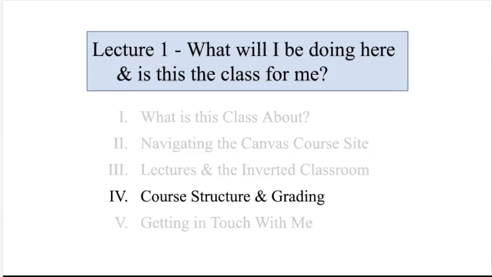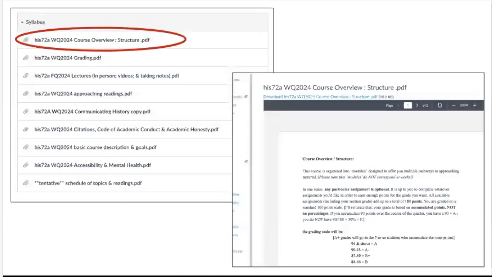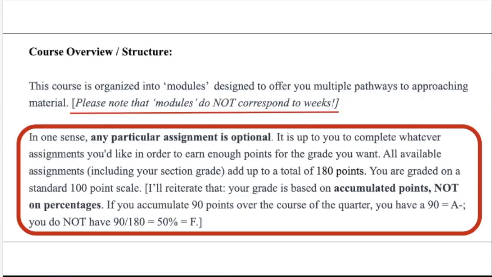Now we get to the part that generally worries people most when starting a course: what you need to turn in and how you will be graded. Course overview and structure is the very first item in the syllabus. And again, when you open it up, it will look like this. In one sense, in this class, any particular assignment is optional. It is up to you to complete whatever assignments you'd like in order to earn enough points for the grade you want. All available assignments, including your section grade, add up to a total of 180 points.